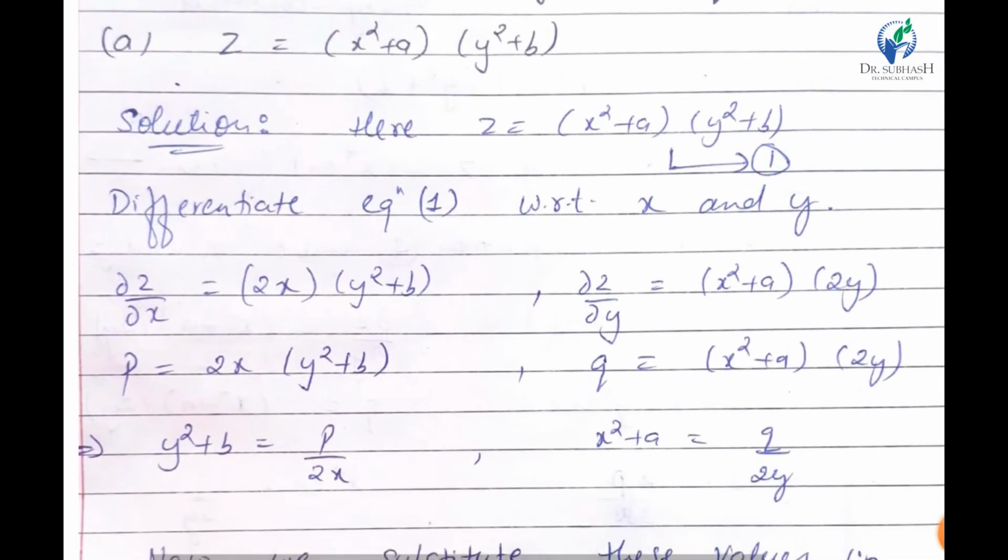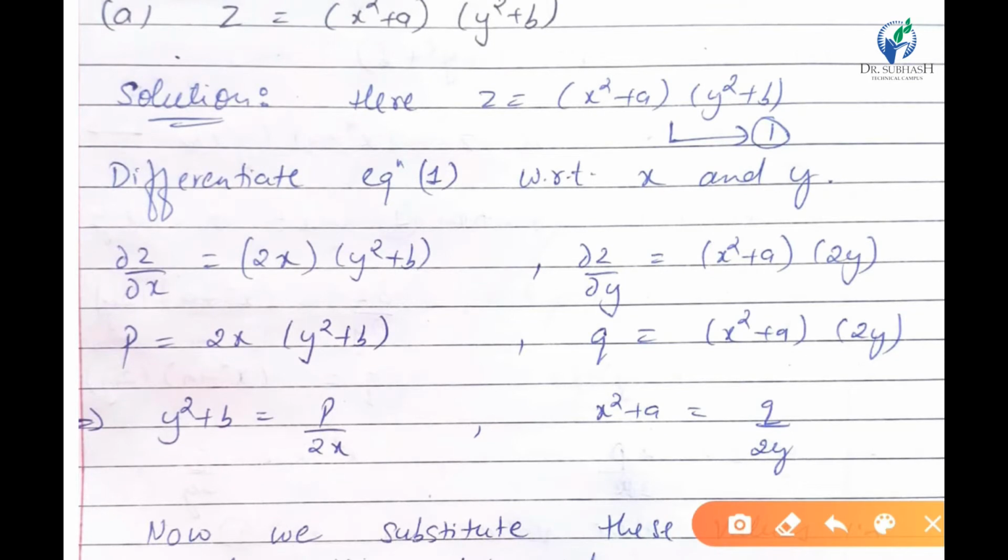See now, on differentiating with respect to x, we get del z by del x. Now the differentiation of x square plus a will be 2x and the next term will be as it is, since we consider it as constant. Now this equation can be written as p equal to 2x into y square plus b.